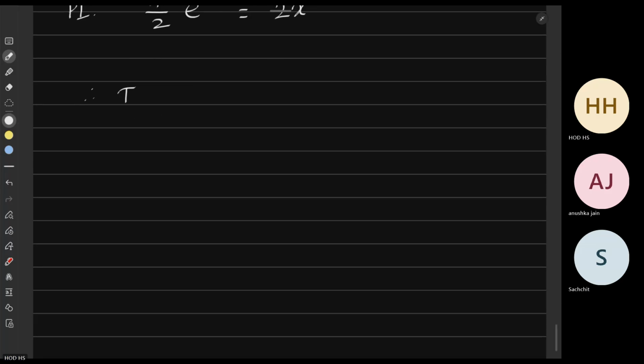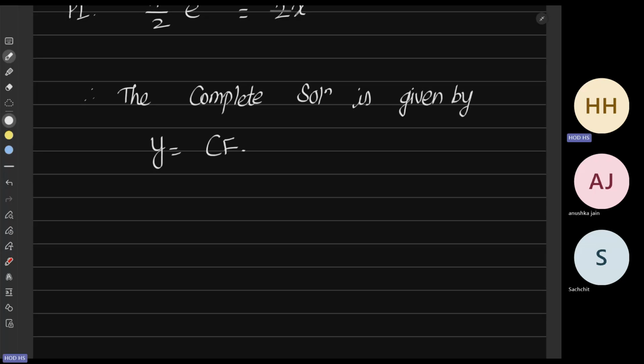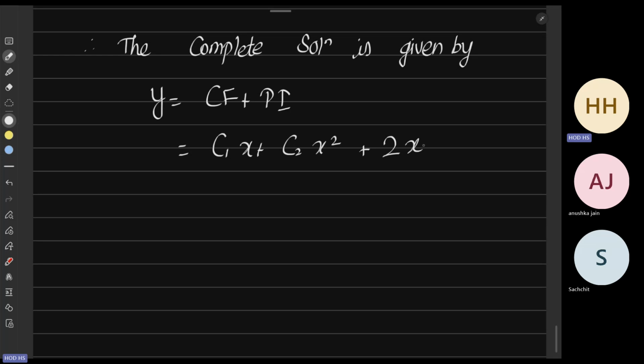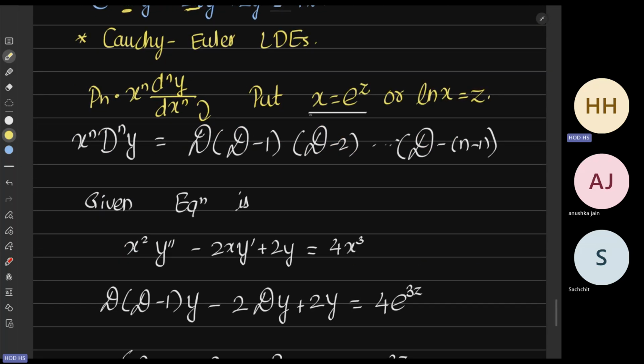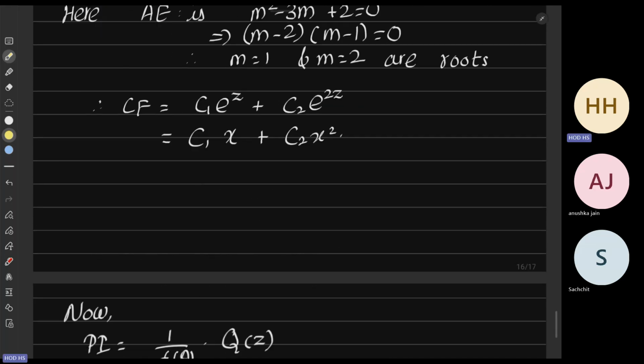Therefore, the complete solution is given by y is equal to CF plus PI. In my case, it was C1 x plus C2 x square, and my particular integral turned out to be 2 x cube. So this is my complete solution. Notice that my final solution must be in terms of x because my question was in terms of x. So even if I go through the substitution for z, my final solution should not be a solution in terms of z. Okay, so we will stop here.